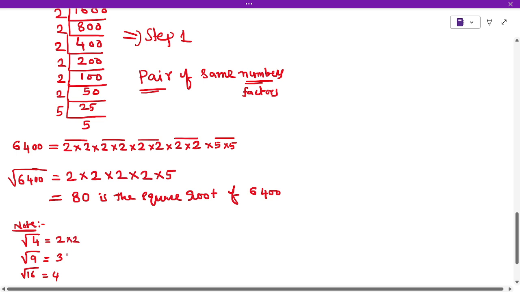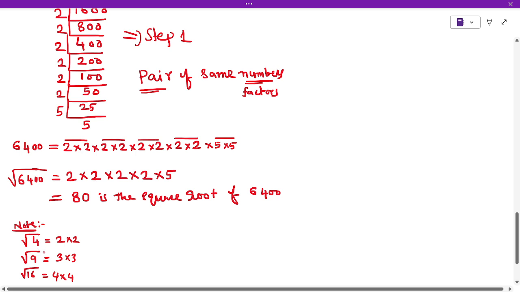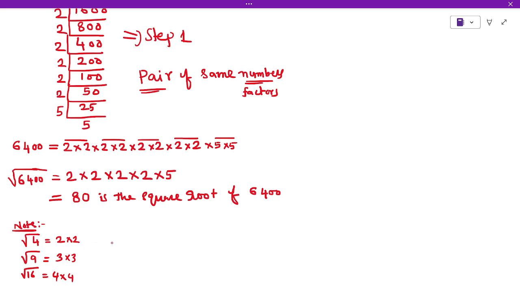Because 2 into 2, 3 into 3, 4 into 4. So these kind of numbers are perfect square roots. Right? But when you move to higher classes, you would be understanding that we can find the square root of any positive number. Okay, any positive number. That means you can find the square root of a decimal number also. Clear? You can find the square root of a fraction also, right?